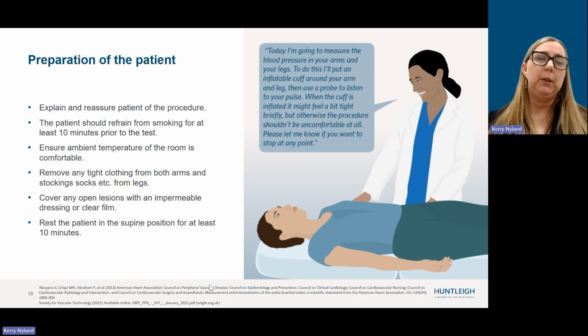Patients should refrain from smoking for at least 10 minutes prior to the test, because it can cause vasoconstriction. Make sure the room is a nice, comfortable temperature, ideally about 22 to 24 degrees Celsius. Allow the vessels to dilate.